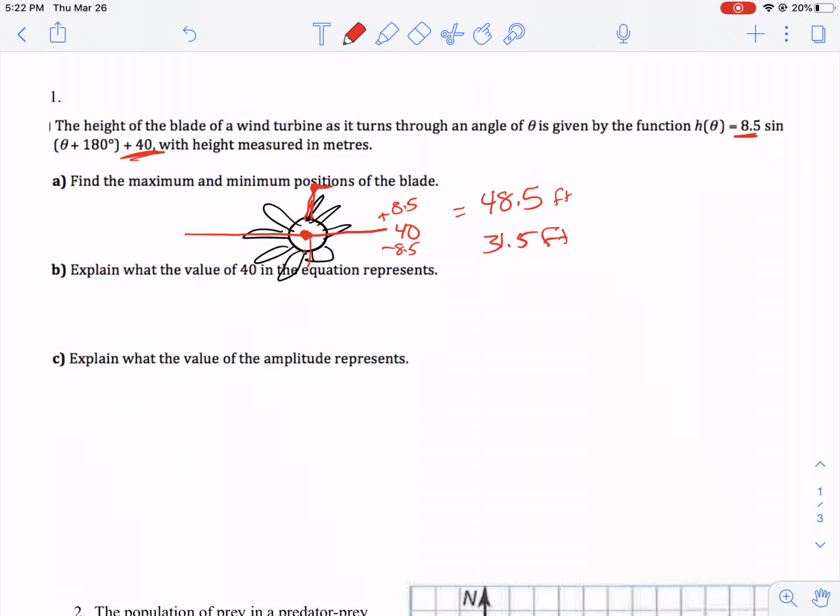Explain what the 40 in the equation represents. We kind of just did. It is the center of the turbine, or it's the height of the center of the turbine.